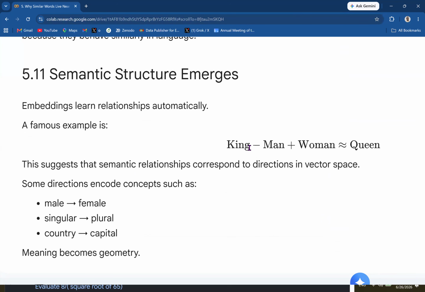A famous example is king minus man plus woman is approximately queen. You take a king, take away man, add woman, and that's approximately a queen. This suggests that semantic relationships correspond to directions in vector space. King and man are in a sense in the same direction, but since you're talking in the context of a king, if you add woman to king, you have a queen, kind of. Some directions encode concepts such as male to female, singular to plural, country to capital. Then meaning becomes geometry.